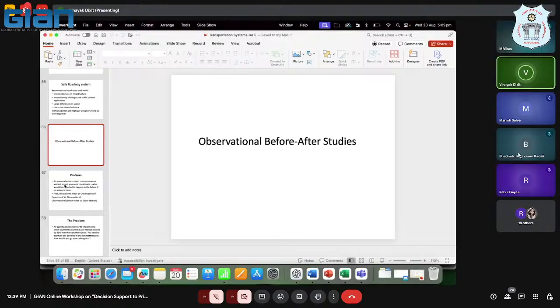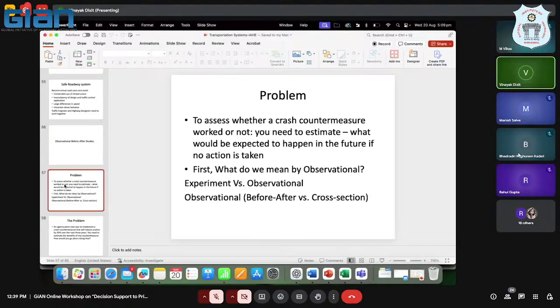So the problem is, to assess whether a crash countermeasure has worked or not, you need to estimate what would be expected to happen in the future if no action was taken. Right? So what do we mean by observational? What do we mean by experimental? And we will also talk about cross section. So observational can be before and after versus cross section.